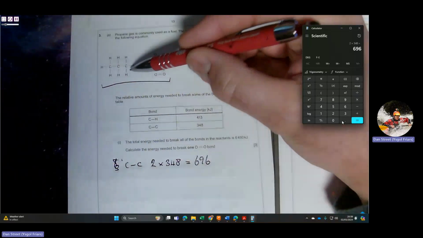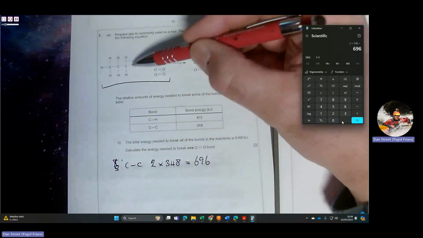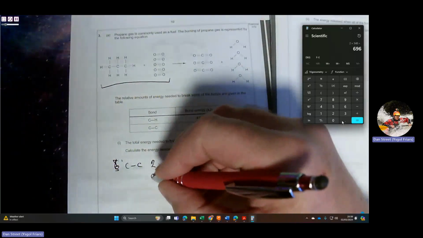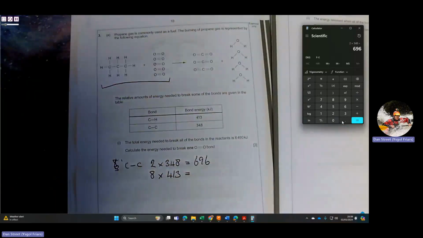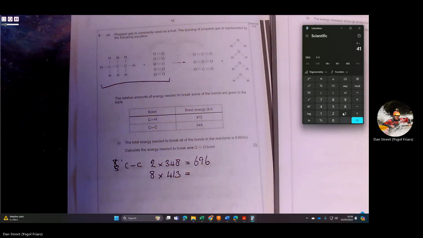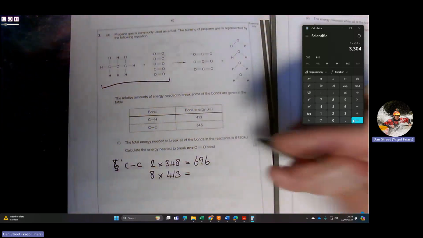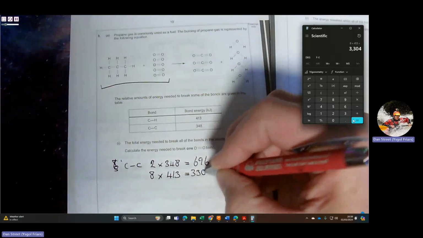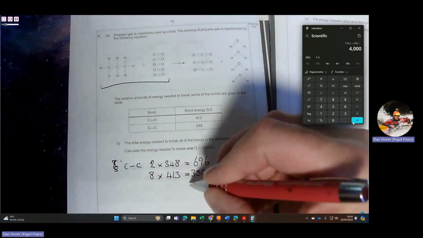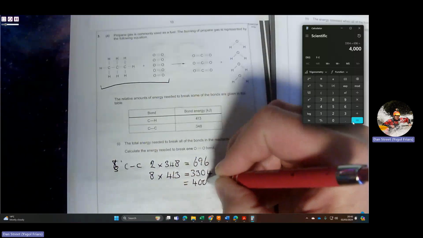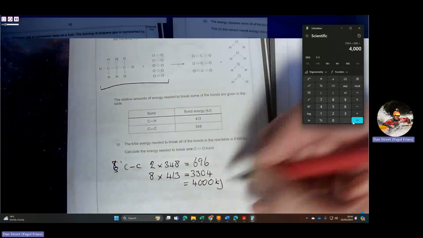And then if we count the carbon-hydrogen bonds, there are 1, 2, 3, 4, 5, 6, 7, 8 of them. Not surprising because there are 8 hydrogens. So that's 8 times 413, which is 3304. If we add those two values together to get the total amount of energy required to break up the propane, it gives us exactly 4,000 joules, which is interesting. Kilojoules, actually, 4,000 kilojoules.